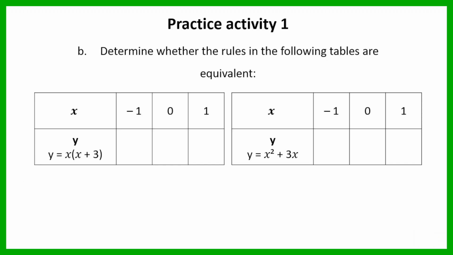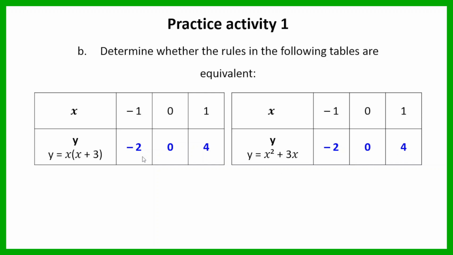Okay, so let's see what you should have got for that. So first of all, you should have found that your output value for this rule over here, if your input is -1, your output should have been -2. If your input was 0, your output should also have been 0. And if your input was 1, your output should have been 4. Then for this rule over here, if your input was -1, your output should have been -2, the same as it was over there. If your input is 0, your output should also be 0, the same as it was over there. And if your input was 1, your output should also be 1, the same as it was over there.